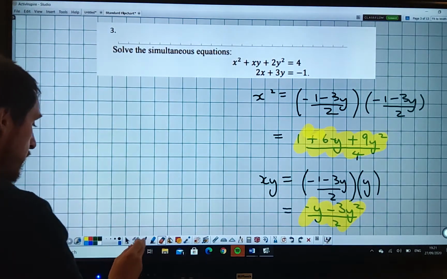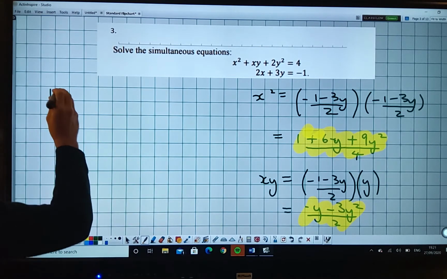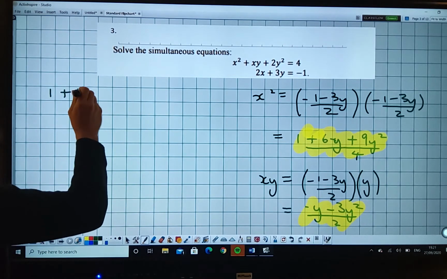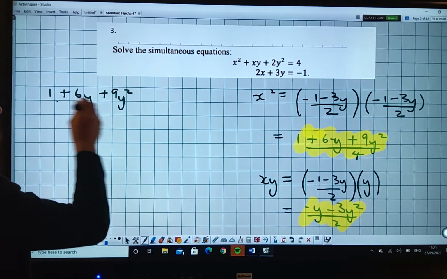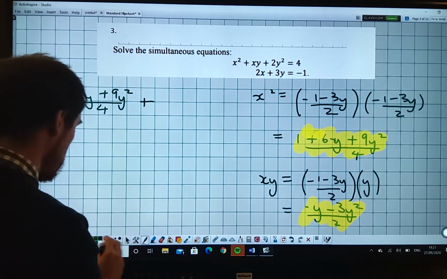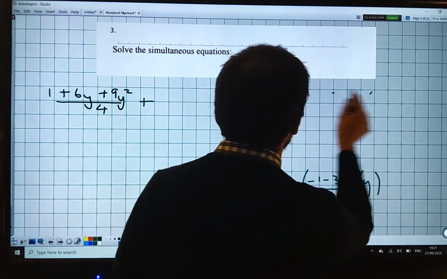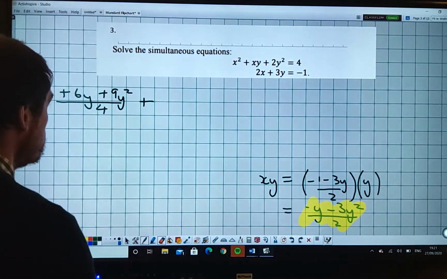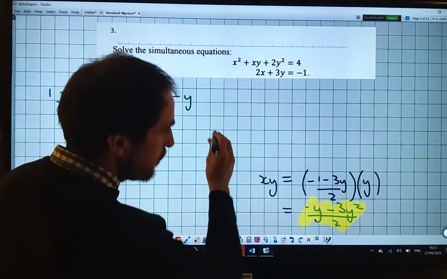So that allows me to create the following equation. x squared: 1 plus 6y plus 9y squared over 4, plus xy. I can just rub this out as I go along. So I have that now, I know I have that in. Now, plus xy, which is, now, just do it in brackets. Don't let the signs confuse you yet.